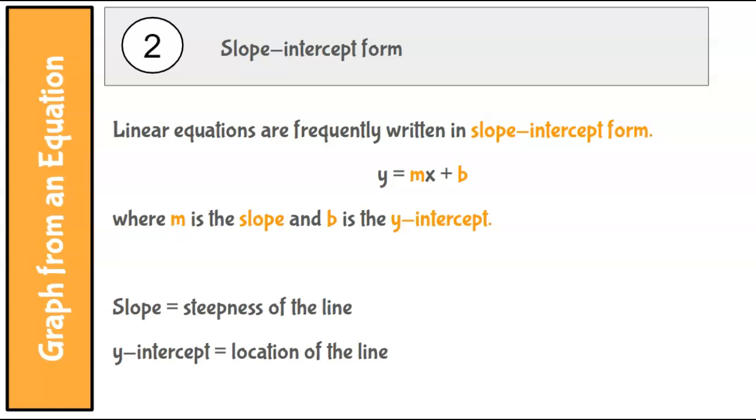So now let's talk about slope-intercept form. Linear equations are frequently written in slope-intercept form, y = mx + b, where m is the slope and b is the y-intercept. Slope is the steepness of the line, and the y-intercept is the location of the line.